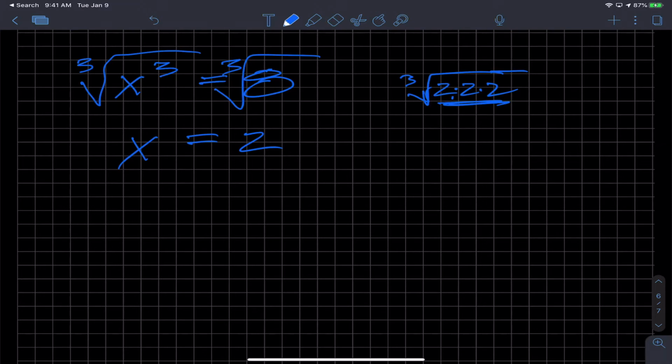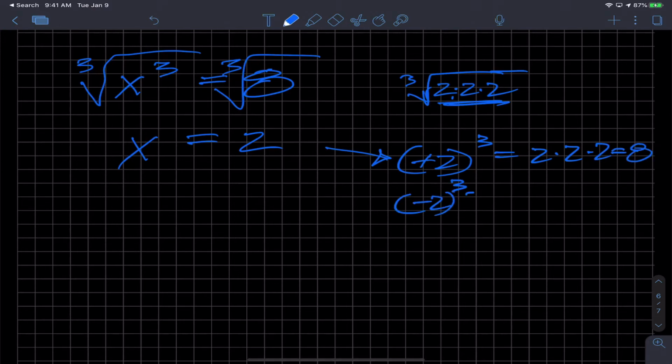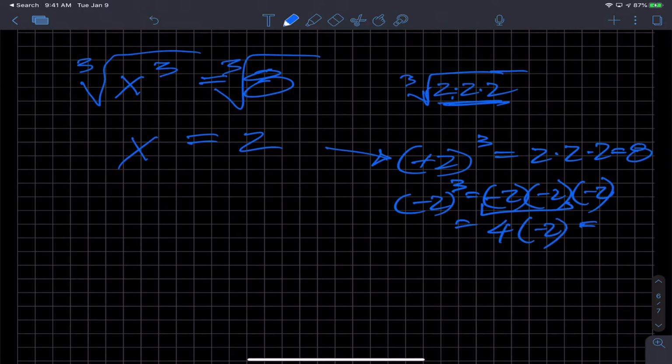And no, you don't have to consider the positive and negative, right? Let's review that quickly. If I put positive 2 and cube it, I get 2 times 2 times 2, which is 8. But if I take negative 2 and cube it, I get negative 2 times negative 2 times negative 2. These two give me positive 4, but then when I multiply that by the third negative 2, I get negative 8. So the negative one will not work.